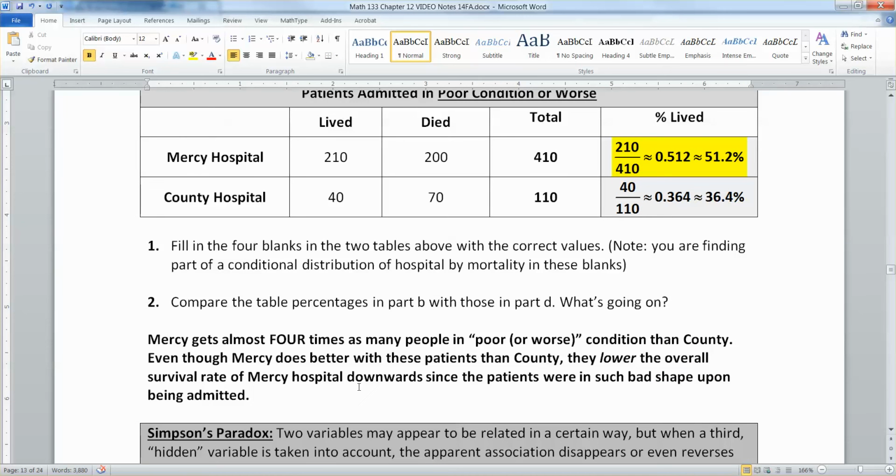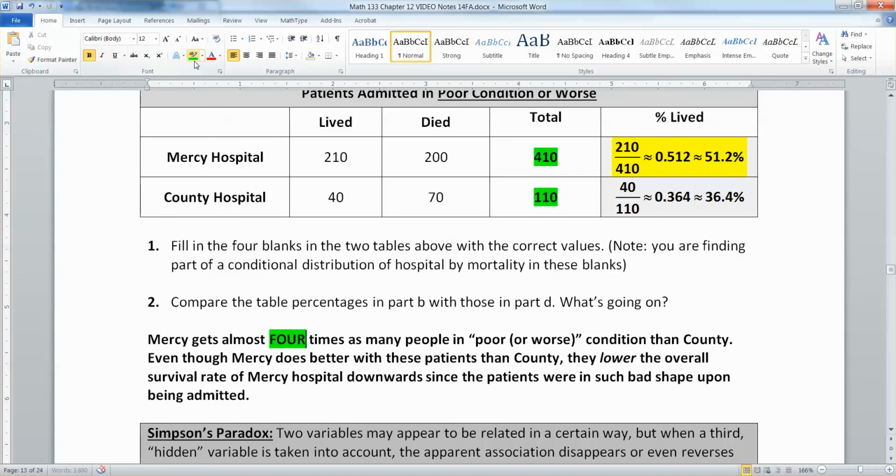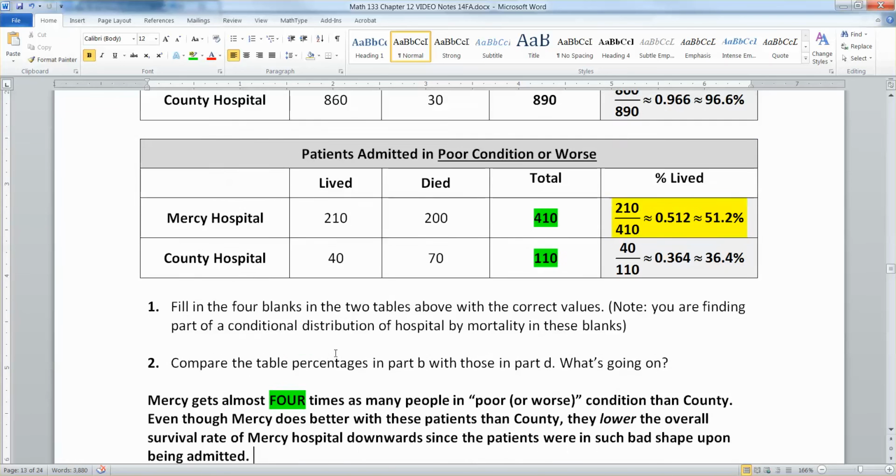Okay, I just typed it up. So Mercy gets almost 4 times as many people. And I'm getting that because if you look at the poor condition right here, Mercy has 410 to County's only 110. So that's almost 4 times as many people in poor condition or worse than County. So even though Mercy does a better job with those patients than County, they lower the overall survival rate of Mercy Hospital downwards because those patients were in such bad shape upon being admitted. And this is Simpson's Paradox.